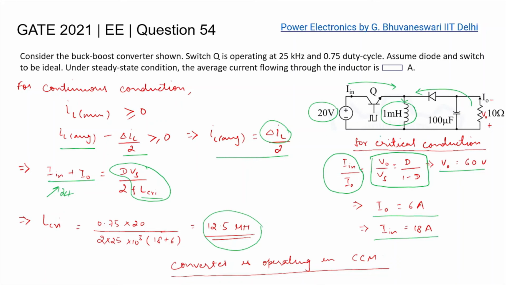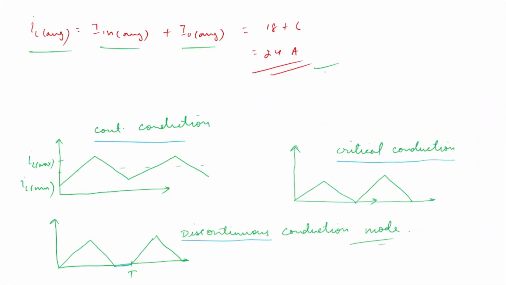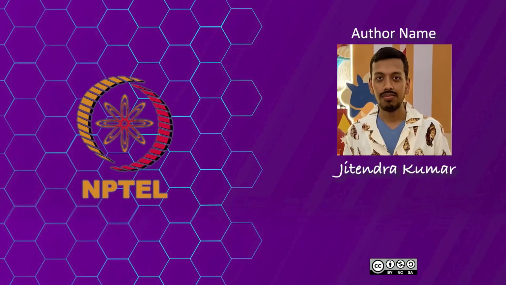So this guarantees that the converter is in continuous conduction mode. Given that condition, I know V naught by Vs is 60 volt, and then I naught is equal to 6 ampere and I in is equal to 18 ampere. We add both the currents, then IL average is equal to 24 ampere. So the answer which was required is 24 ampere, and this was the answer. Thanks.